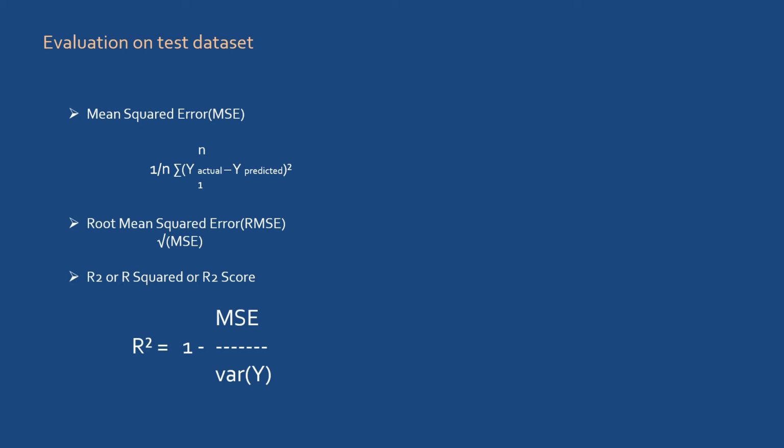In order to make this value more intuitive, we take the square root of this so that the average error becomes more intuitive to know the error at data point level. This value is called root mean squared error or RMSE. Third one is R squared.